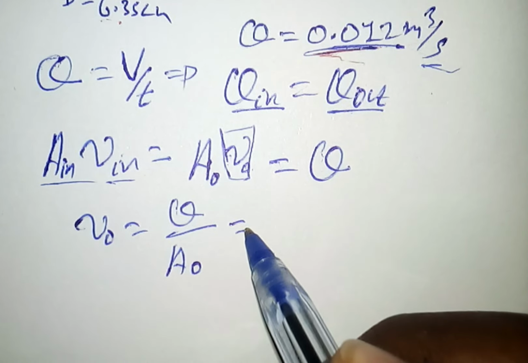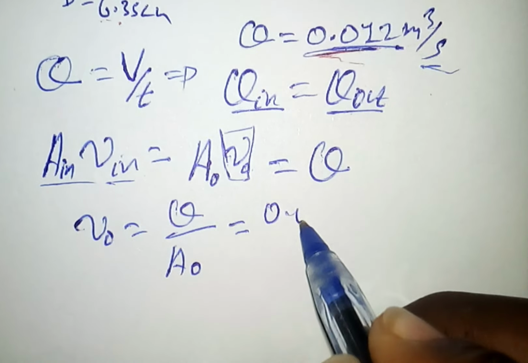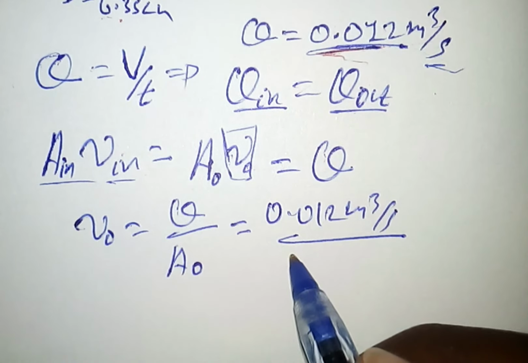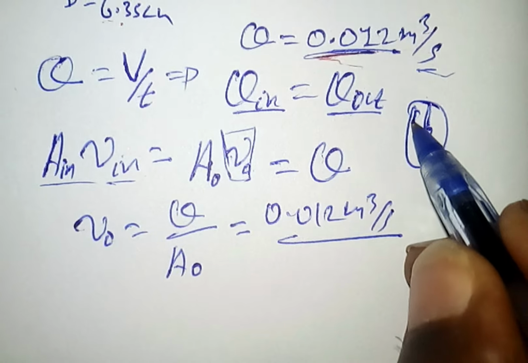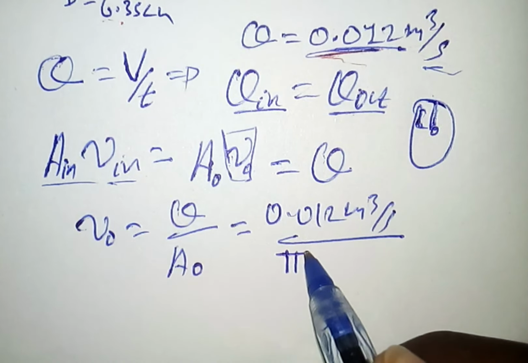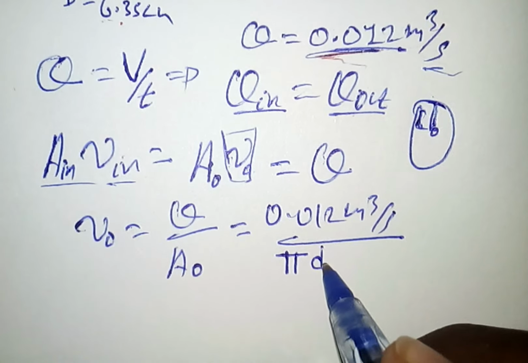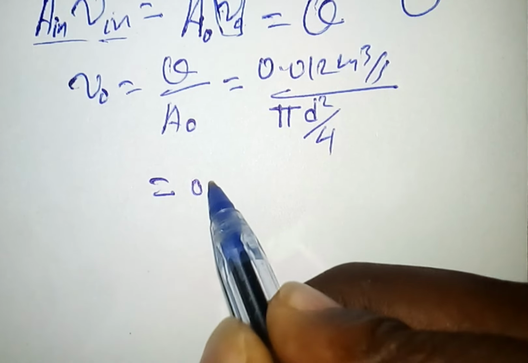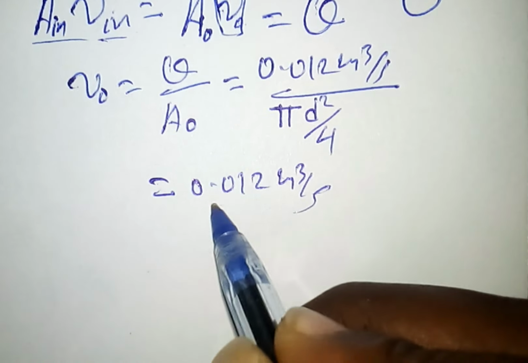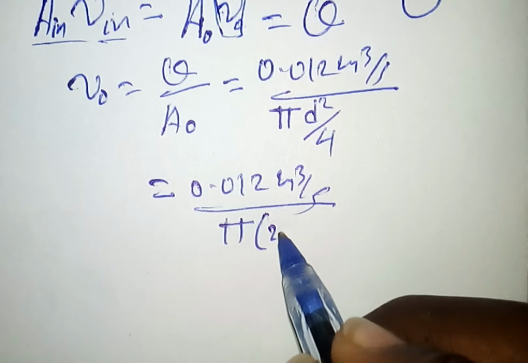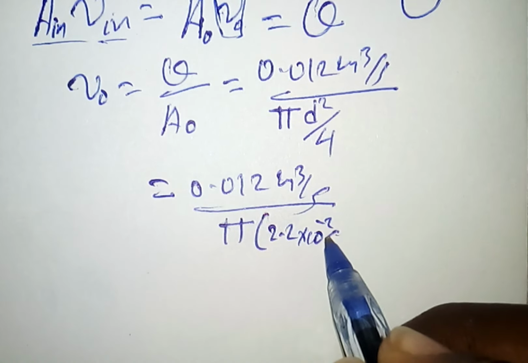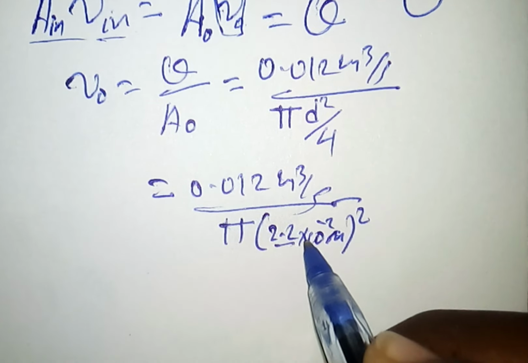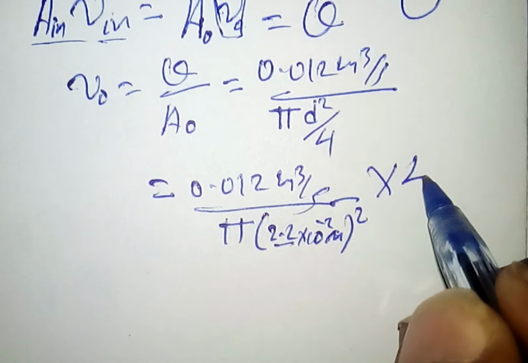So if I substitute the numbers, this becomes 0.012 meter cube per second divided by the area of the outlet. Since the outlet cross-sectional area is circular, the area is pi r squared, that means pi diameter squared divided by 4. So if I rearrange this equation, it becomes 0.012 meter cube per second divided by pi times 2.2 times 10 raised to minus 2 meter, the whole squared, since the diameter is 2.2 centimeter, that is 2.2 times 10 raised to minus 2 meter, multiplied by 4.